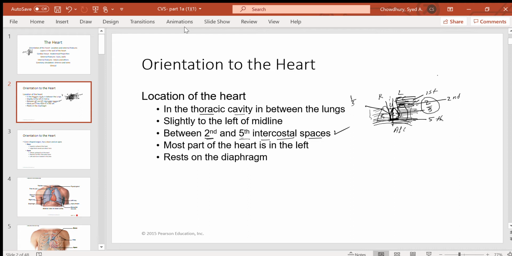Okay, so that is the location of the heart. The shape of the heart is cone shaped, conical shape, and the size is like the size of your fist. When you close your hand, the fist, that's the size of the human heart.